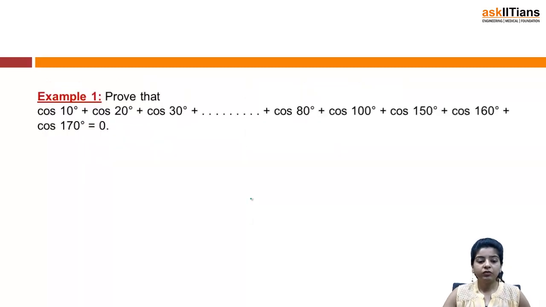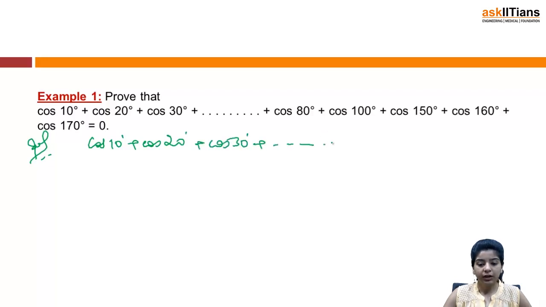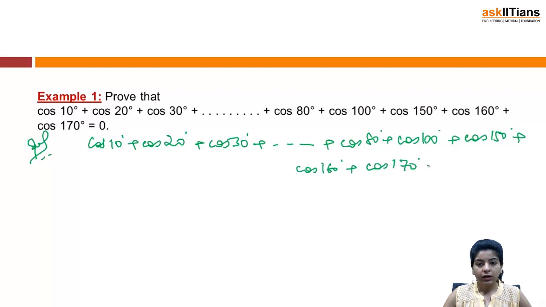Now we have an example based on this. Prove that cos 10 plus cos 20 degree plus cos 30 degree plus so on, cos 80 degree plus cos 100 plus cos 150 plus cos 160 plus cos 170 is equal to 0. So how do we proceed? Whenever you have questions of this form, I am writing it like this. This is the given term, then I have cos 80, cos 100, cos 150, cos 160, cos 170 equal to 0. I need to prove this.